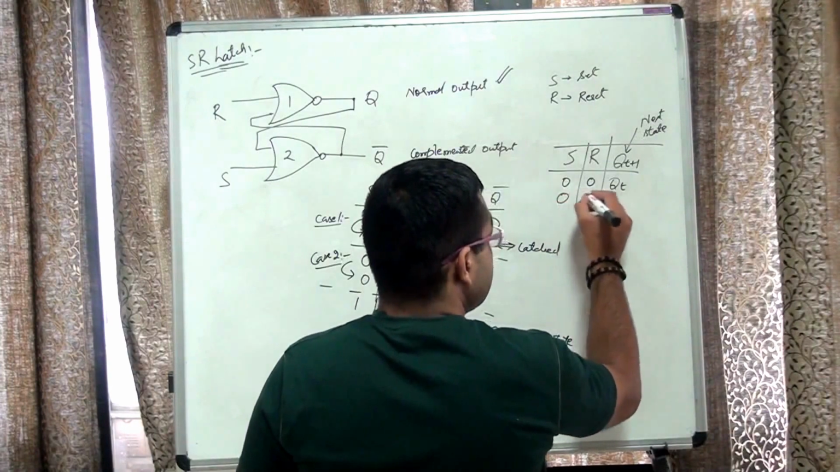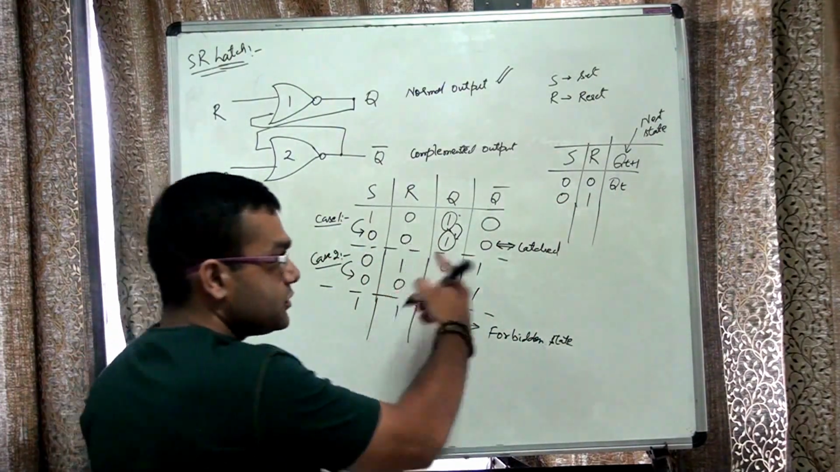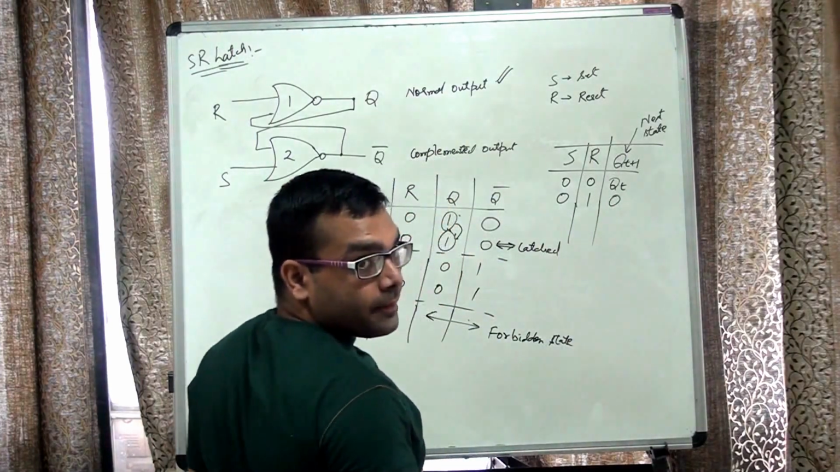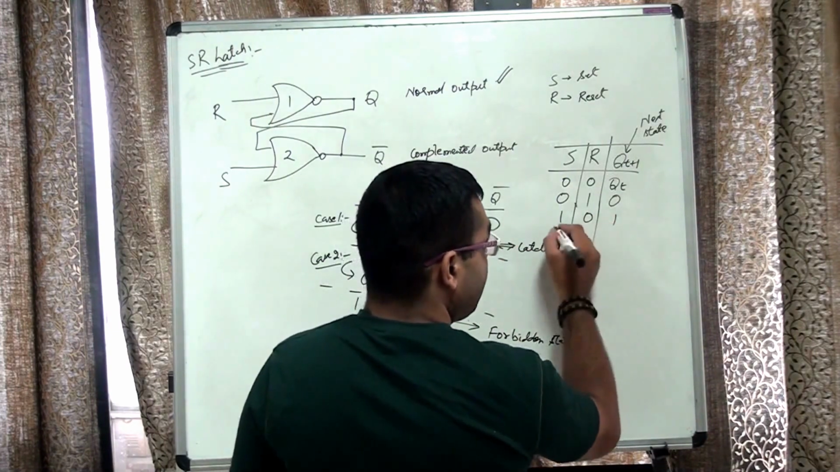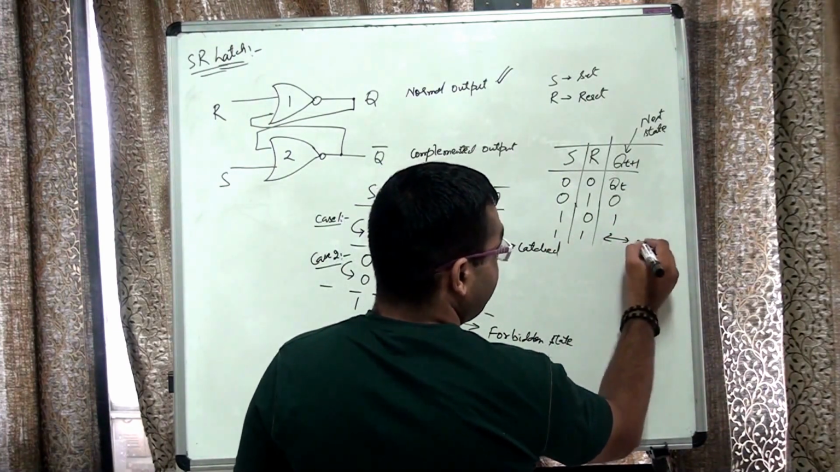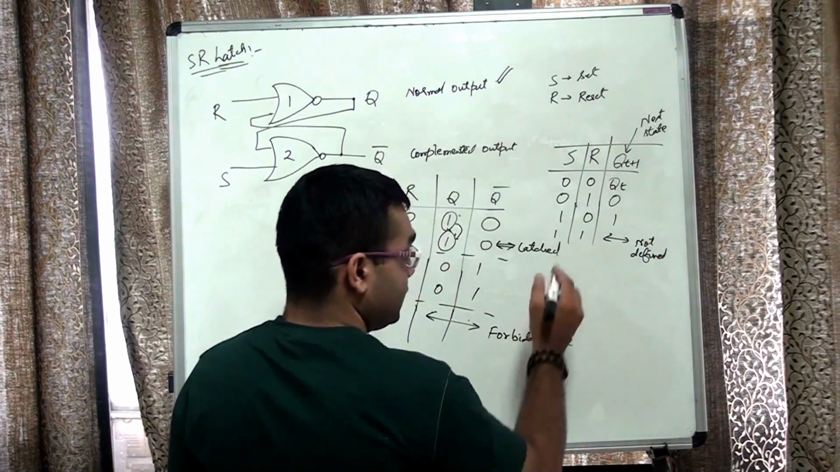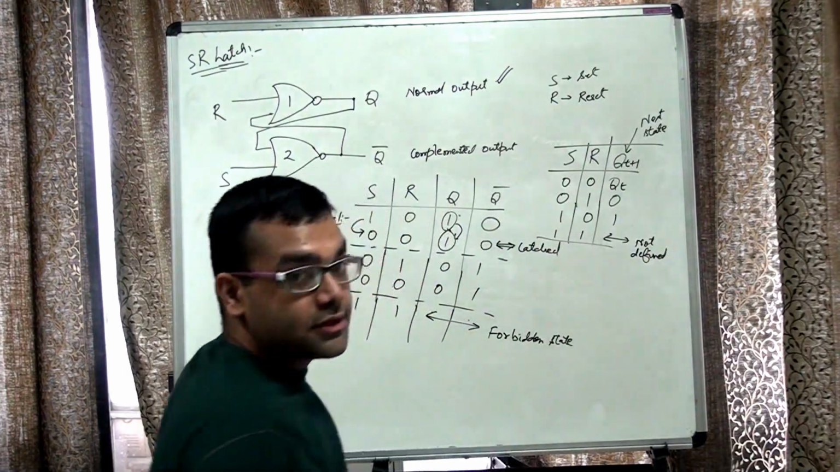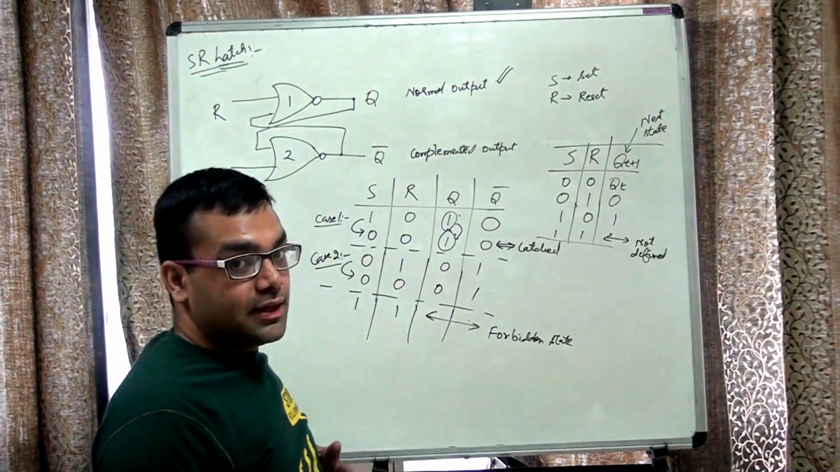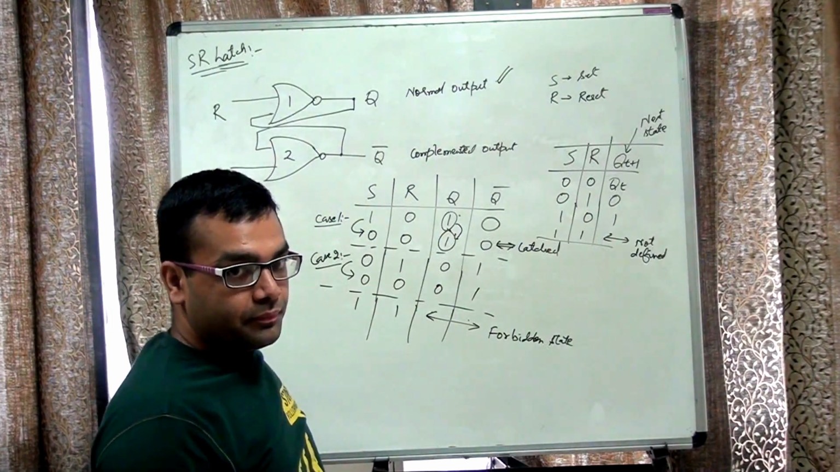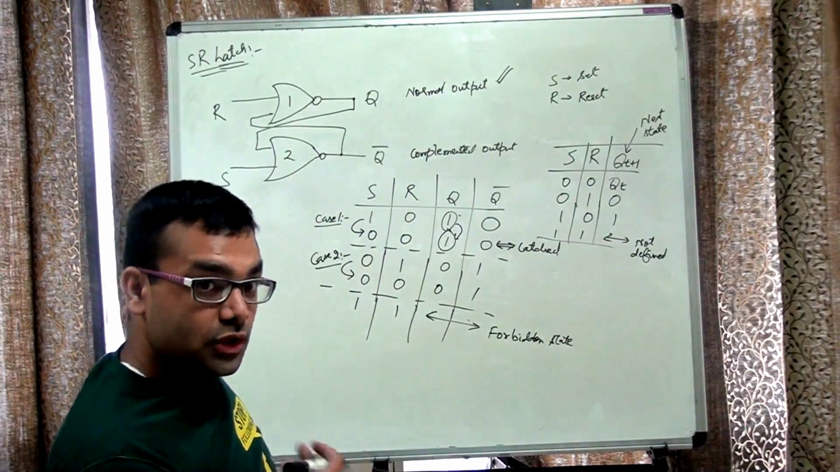Now when they are 0 1, we saw the case over here, so this was actually 0. When it is 1 0, so this was 1, and 1 1 was actually our not defined, or we can say that it is actually a forbidden state. So this essentially is called the truth table of our SR latch. Alright, so this is one design of the SR latch that we have gone through using NOR gates.